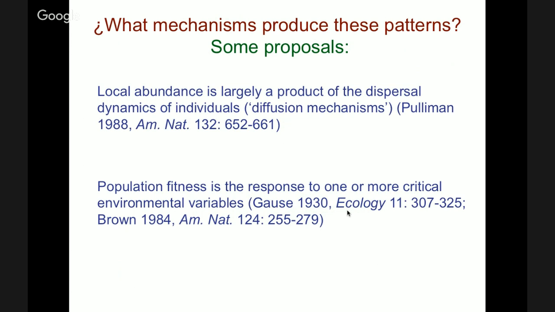Well, what processes or mechanisms are behind these geographical patterns of the distribution of abundance? There are some hypotheses put on the table. For example, that the dispersal dynamics, population dispersal analysis of individuals, are responsible for these patterns. This was proposed by Pulliam. Then Brown himself proposed that it's more related to physiological tolerances, that population fitness is the response of the physiological response to one or more critical environmental variables for the species.